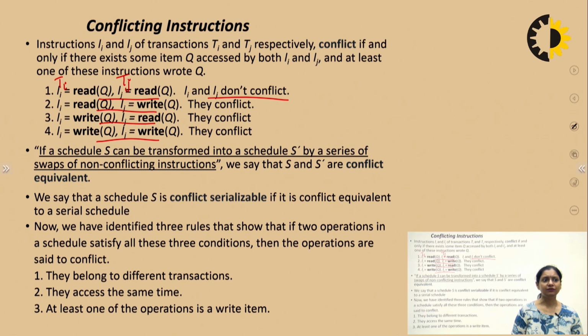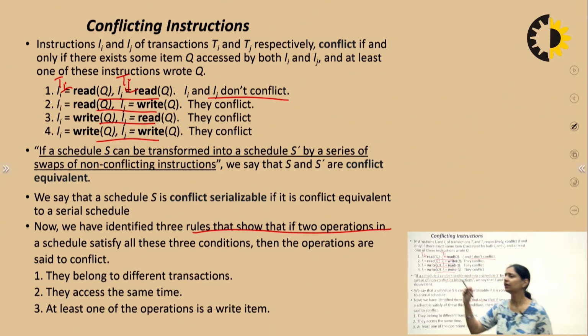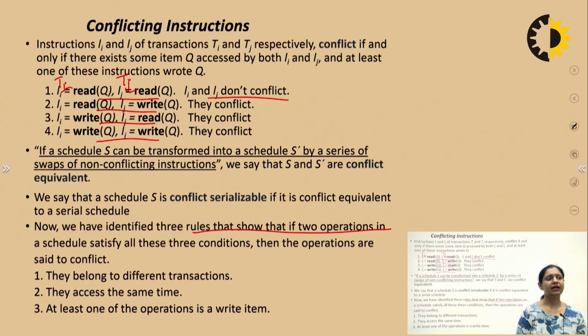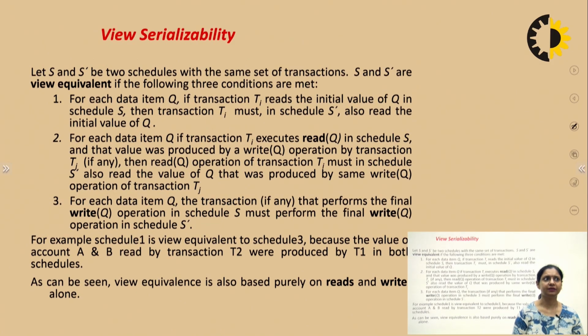We have three rules which show that if two operations in a schedule satisfy all these three conditions, then they are said to conflict. Number one, they belong to different transactions, as we have seen here: this is with Ti, this is with Tj. They access the same data item, and at least one of the operations is a write item.